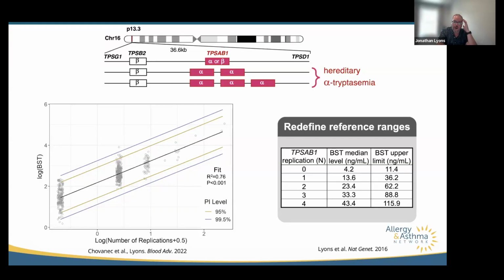And this leads to higher blood levels of tryptase because of overexpression of the replicated copy. And so with each extra copy, rather than going up by a factor, or like from 4, which is the general average in the general population of the serum tryptase level, to 5, you go from 4 to actually 14.